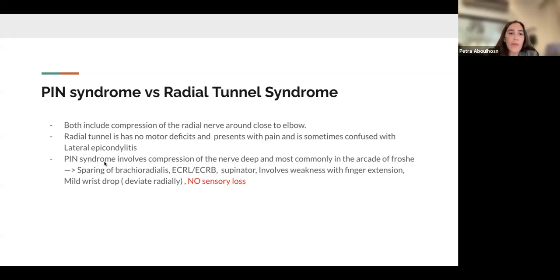And here, like I said, we have sparing of the brachioradialis, ECRL, ECRB, supinator. So we would have mild wrist drop and it would deviate radially. The ECU is still damaged, and more importantly, there is no sensory loss. The PIN is only a motor nerve.